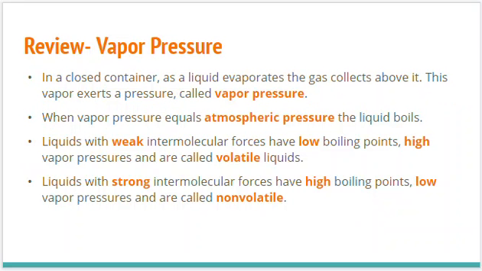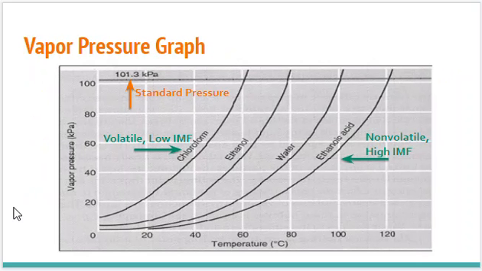In vapor pressure, we just want to refresh our memory on that. In a closed container, liquid evaporates and the gas collects above it. That vapor exerts a pressure, and that is our vapor pressure. And when vapor pressure equals atmospheric pressure, the liquid will boil. So liquids with weak intermolecular forces have low boiling points, high vapor pressures, and are called volatile liquids. Liquids with strong intermolecular forces have high boiling points, low vapor pressures, and are called non-volatile.